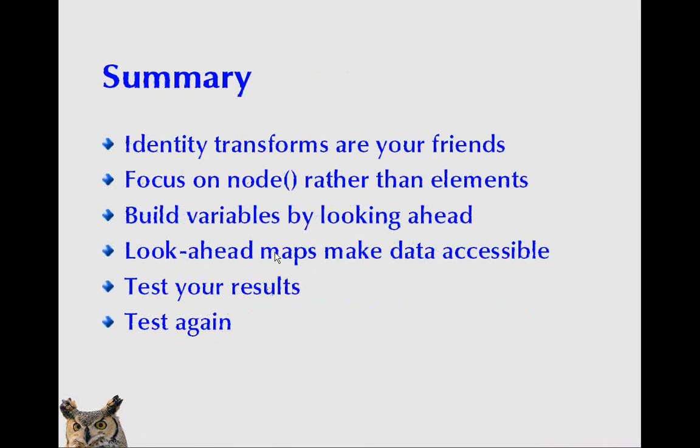So, in summary, in doing XML to XML transforms, identity transforms are your friend. Learn about them, use them, practice with them. You need to focus on nodes rather than elements because, of course, elements don't include the text. That's the real key one. But also elements don't include your comments and they don't include your processing instructions. You may need to preserve all of those.